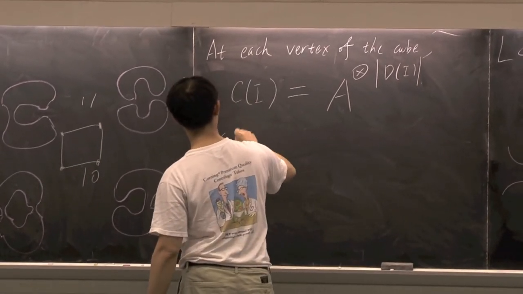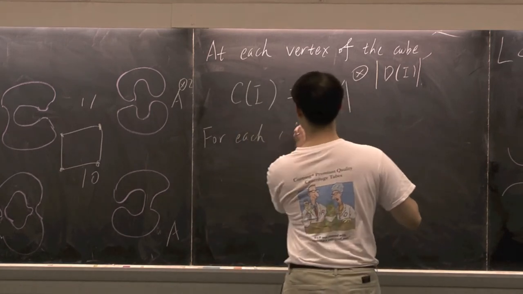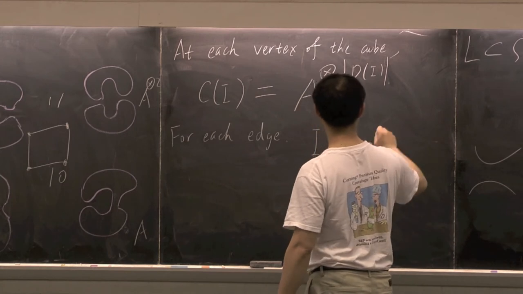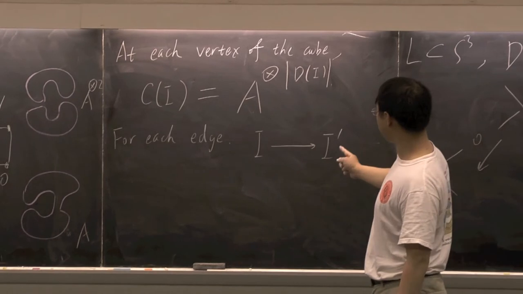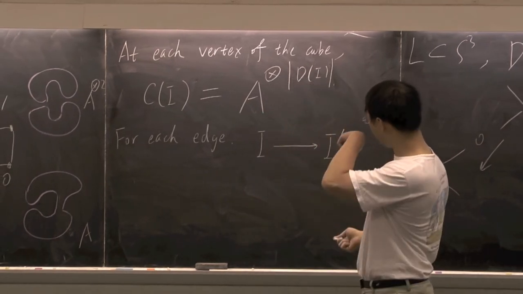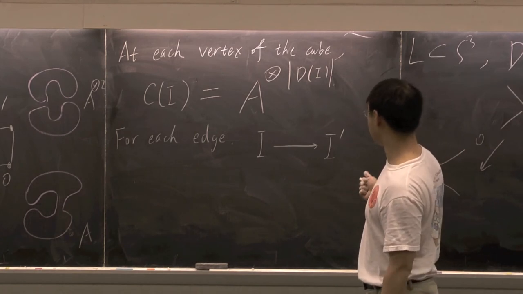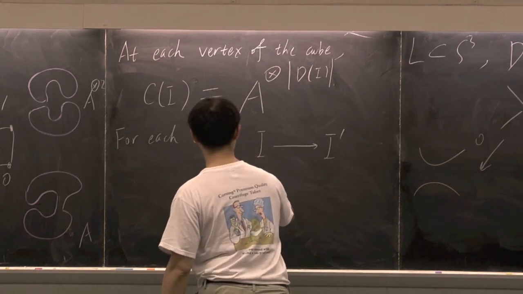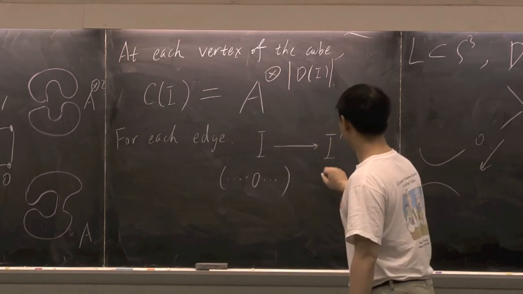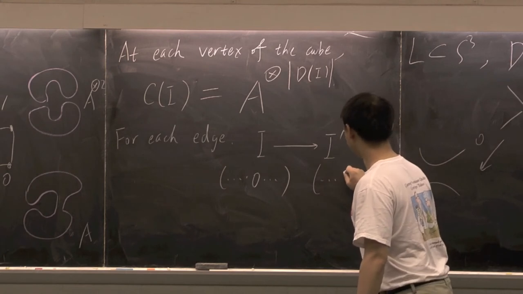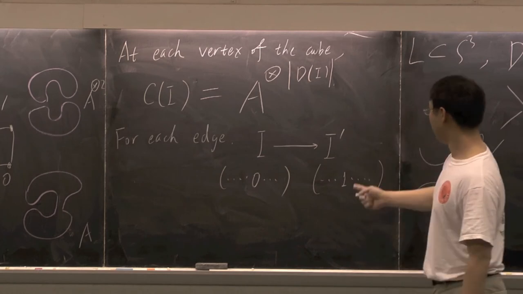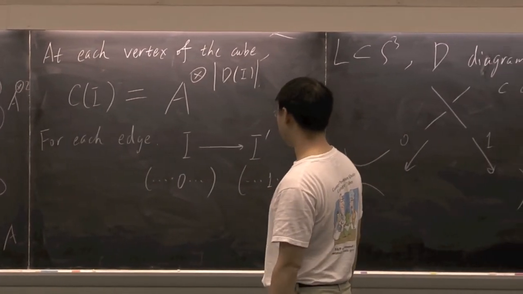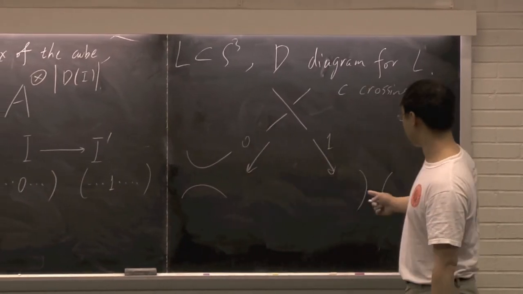And also for each edge, let's say this edge is from I to I prime. Here I prime is equal to I for all entries except at one entry. At this entry, I prime is 1 and I is 0. So I has a 0 somewhere, and I prime should be all the same as I, but somewhere it's 1 instead of 0. You change a 0 in I to 1. So these are all the edges of the cube, and each edge corresponds to different resolutions at one crossing.